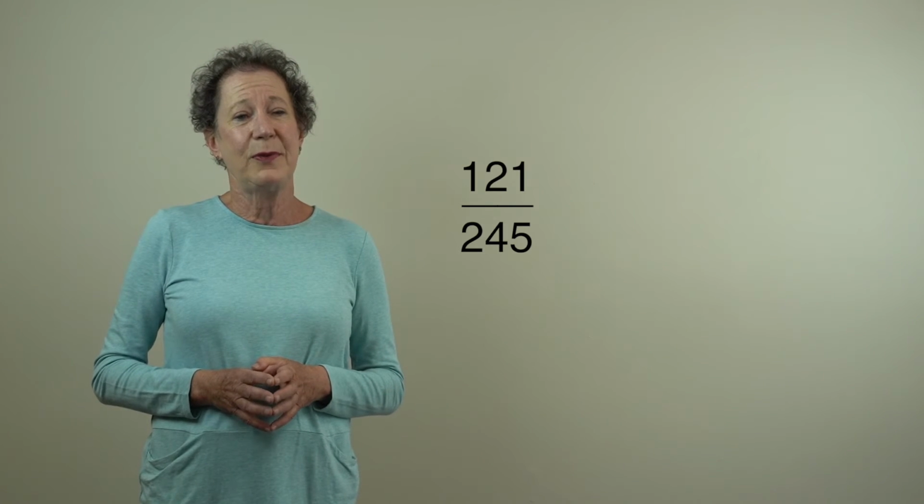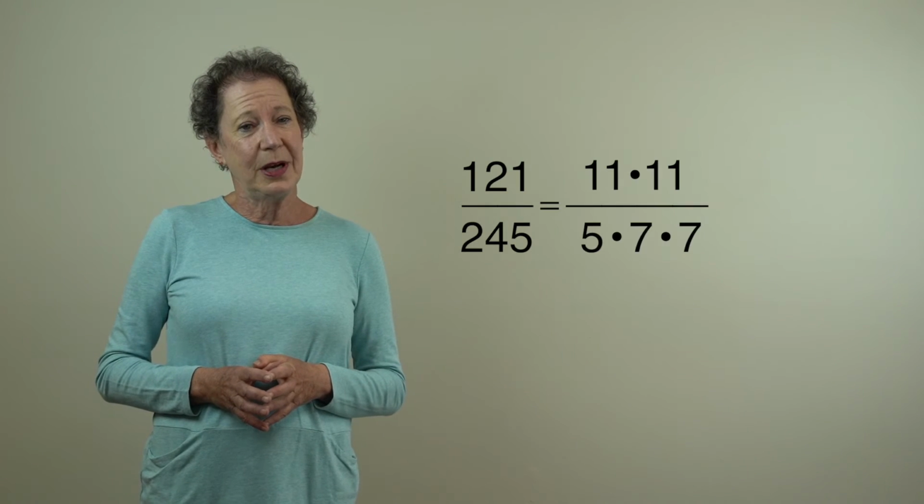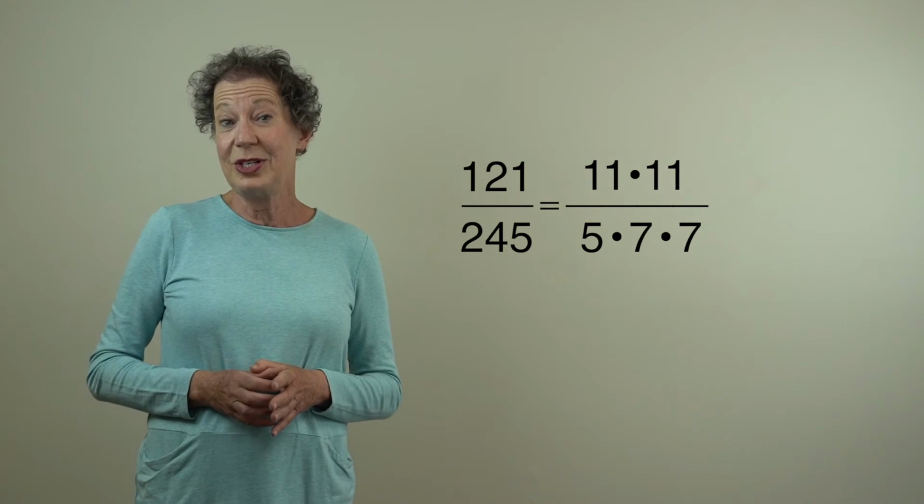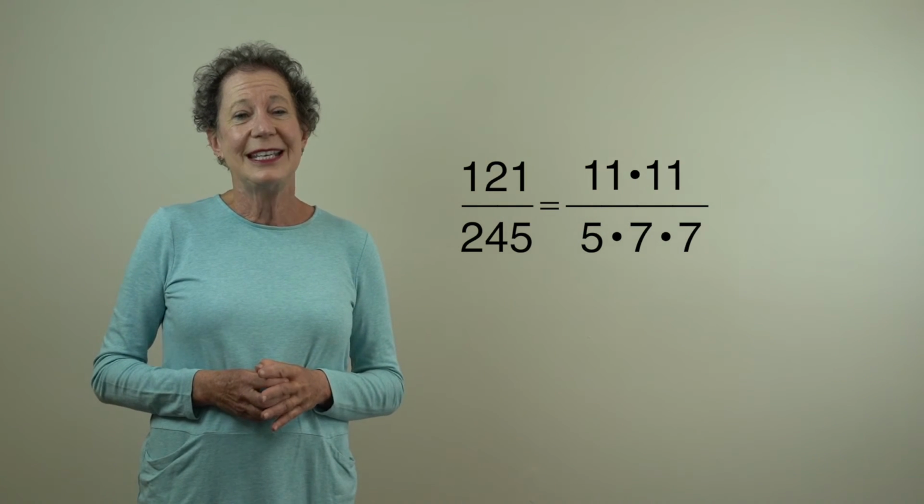This result is in lowest terms, the most reduced form possible, guaranteed. I'm getting the idea. Okay, here's another example. 121 over 245. We factor into primes. We look for magic ones in the form of x over x. There aren't any. This fraction is in lowest terms. Wow, factoring into primes really helped here.